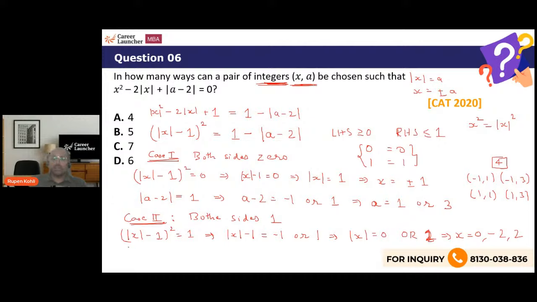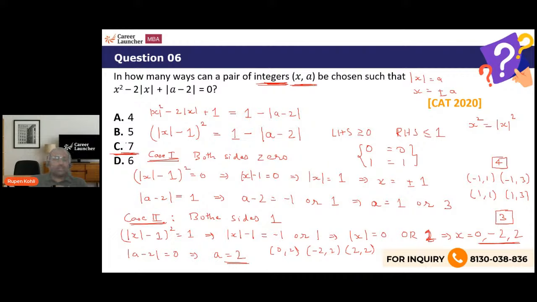Now, what's next? Combination of values of a. For RHS to be equal to 1, we should have mod of a minus 2 equal to 0, so that 1 minus this is 1. Mod a minus 2 is 0 can only happen if a is 2. a has only one value in this case, whereas x has three values. So in total, we get three more solutions, which is x comma a either 0 comma 2 or minus 2 comma 2 or 2 comma 2. 4 and 3, a total of 7 solutions we have.